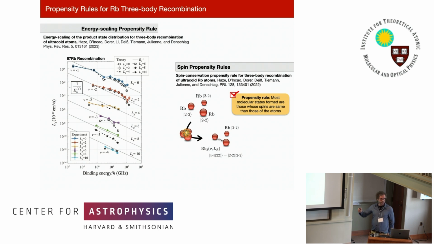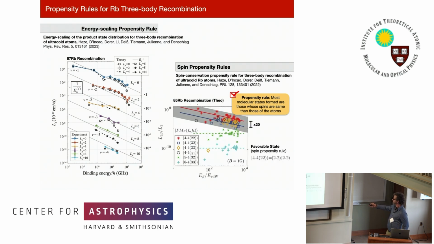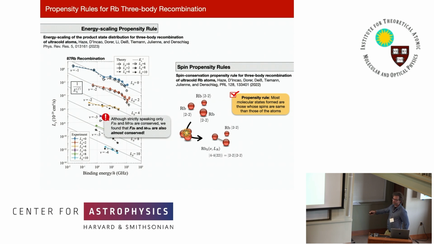For both 87 and 85, what we found is that most of the molecular states formed are those which have the same spin as your initial state, right? In the case of rubidium-85, which is this one, the atoms here are in the 2-2 hyperfine state. And you have molecules that are in this state, the 4-4, 2, 2, which is exactly 2-2, 2-2. All right, so this is a molecular state that has the same spin quantum numbers of the pairs of your initial state. So this is very strong.